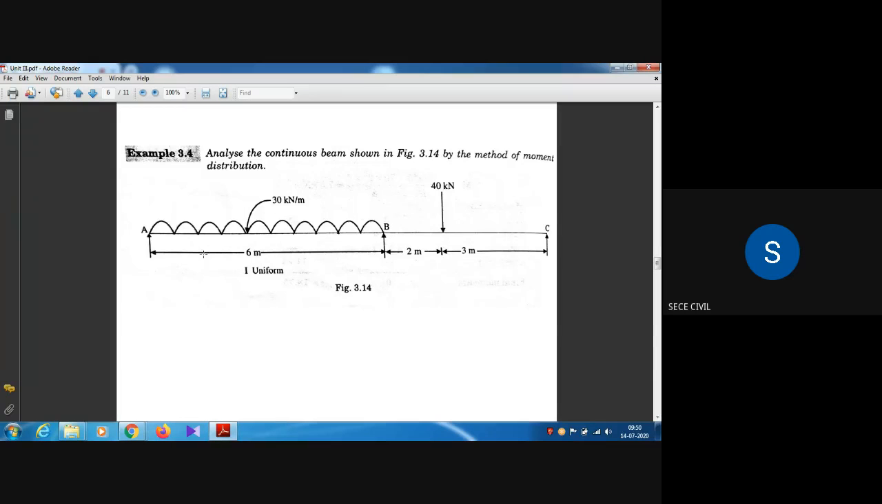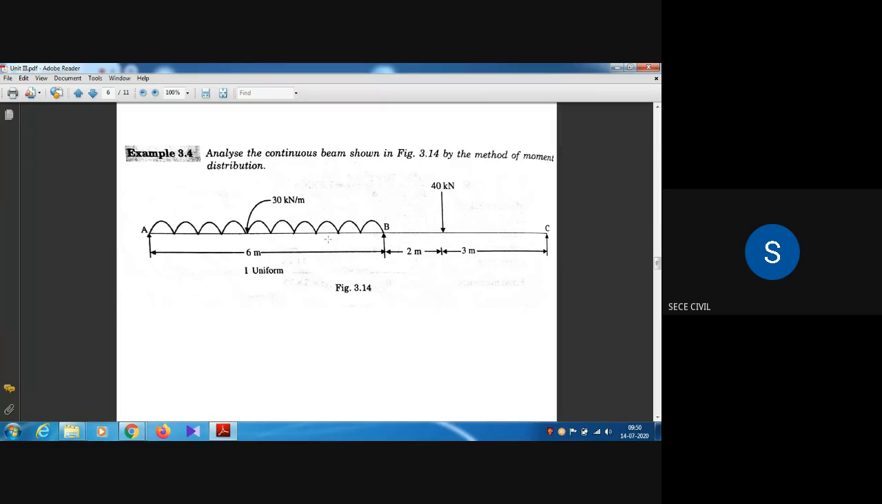Two span continuous beam AB and BC. In span AB we are having a UDL load, and in span BC we are having an eccentric point load of 40 kilonewton. So there are different methods. You can analyze this beam by using the slope deflection method, conjugate beam method, Macaulay's method, double integration method, different methods. So there are different methods. In the third unit we are studying about the moment distribution method only.